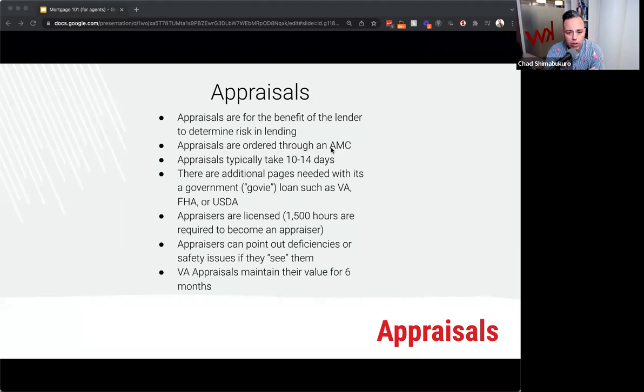For the appraisal, there are additional pages that are needed depending on what kind of loan it is. If it's conventional, it's pretty standard, but if it's a Govy, which is a VA, FHA, or USDA type of loan, there are additional documents that are inserted in there too.